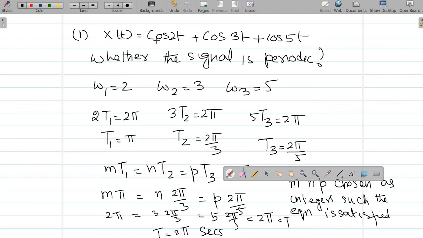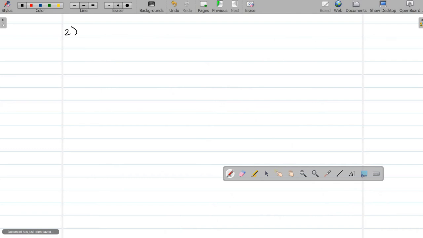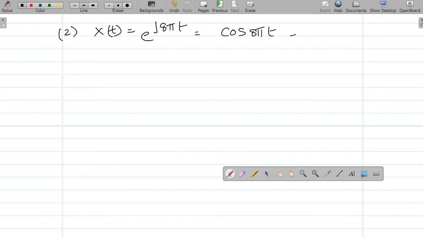Okay. So let us take the next problem. Let us try to find out whether the following signal is periodic. It is an exponential signal which is given to us, e to the power of j times 8 pi t. This is the Euler form, and the normal form in terms of cos and sine. We can express it as cos 8 pi t plus j times sine 8 pi t.